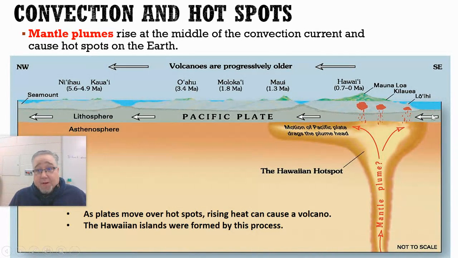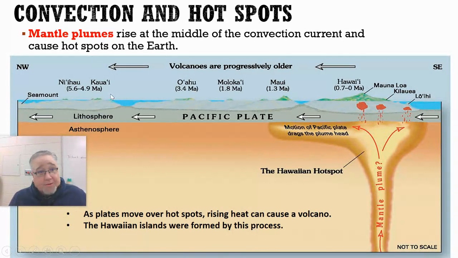Now, the Pacific Plate moves like all plates, they all move. So, for example, you see these arrows here, okay? These arrows are pointing in this direction because this plate at the surface is moving in that direction. And you'll notice that it's moving over the hot spot.